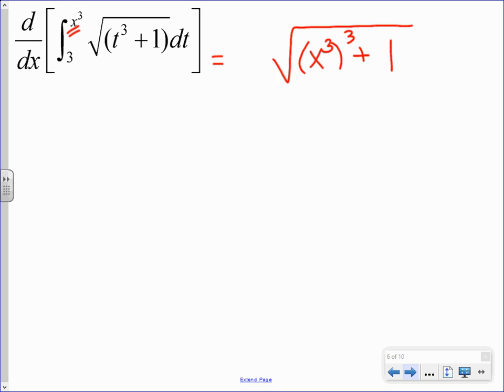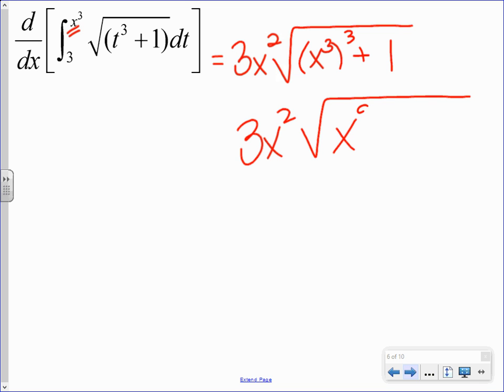And when we take the derivative of a composite, we have to use what? Chain rule. Okay, because we're taking the derivative, right? Where u substitution would be if we were taking the integral, right? We're going derivative. The derivative of x cubed is 3x squared. So we have 3x squared times the cubed root of x to the 9th plus 1.